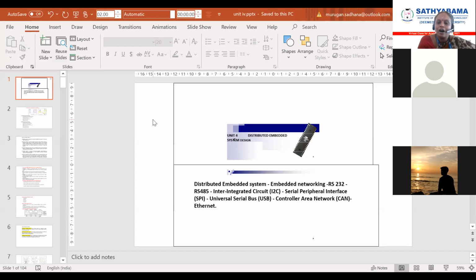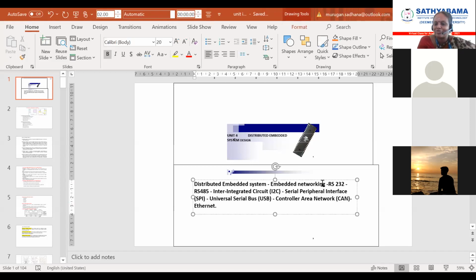That's why I'm saying. Where are RS-232 and RS-485 used? In the IT industry, ma'am. How can you say IT? They are used to connect DTE and DCE. What is DTE? Data terminal equipment. That is your system.